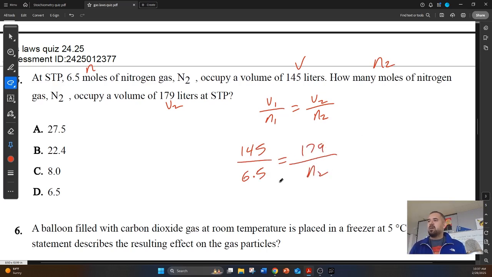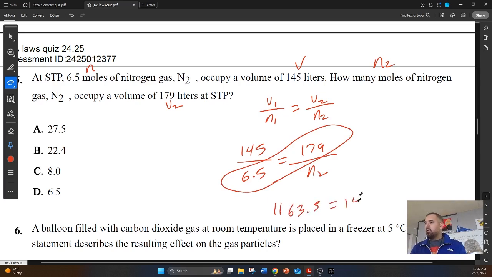So then again, we just cross multiply 6.5 times 179. That gives us 1163.5 is equal to 145 N2. Then we just isolate our variable, so we divide both sides by 145, and that gives us 8.02, or just 8.0.